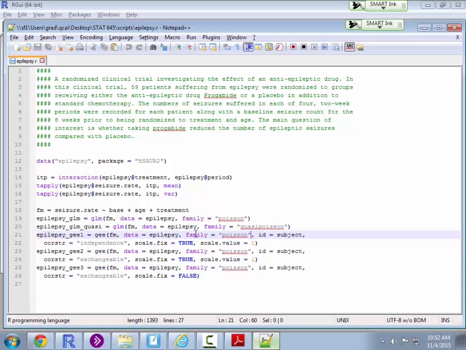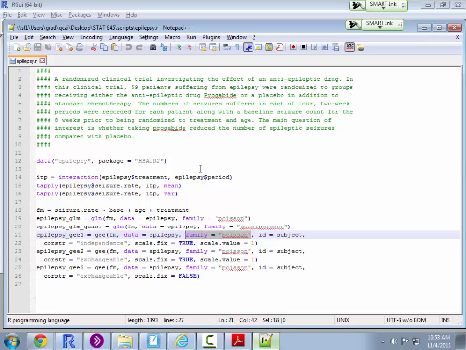We are going to use this family argument now to say which distributional family we have in mind. There's a handful that GEE can handle. Like binomial, so it could do logistic regression with correlated data. By default, it assumes Gaussian or normal. That's what we've been doing without specifying anything. And there are some other options.